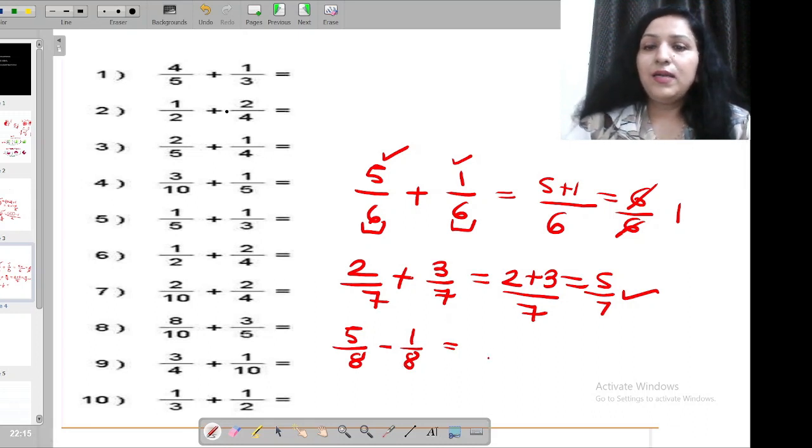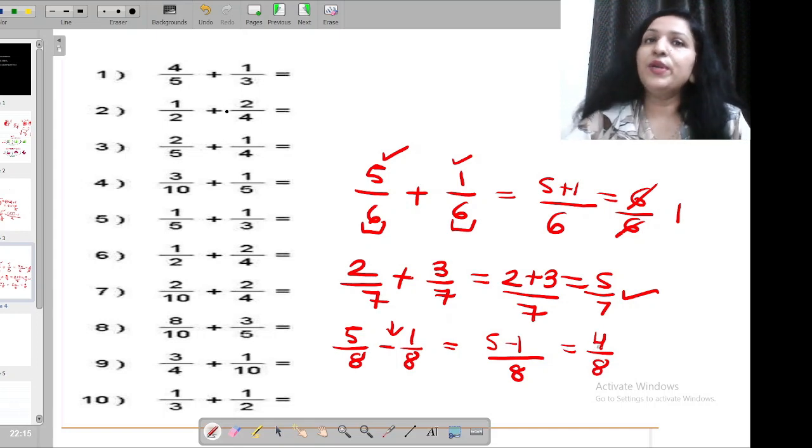Exactly similar. Take the denominator common. It is a subtraction question, so you just need to write this at the top. It is 5 minus 1. 5 minus 1 is 4. Denominator is 8. Okay? Please do not forget to reduce the fraction to the simplest form. We know that 4 and 8 are both divisible by 4. So you need to divide both numbers by 4. Only then your answer will be considered as the final answer in the simplest or standard form.